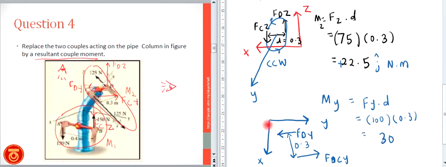And for the direction, you connect both the FDY and FCY, so you will get counterclockwise. So this is positive, and the axis is toward up. So the axis is k.